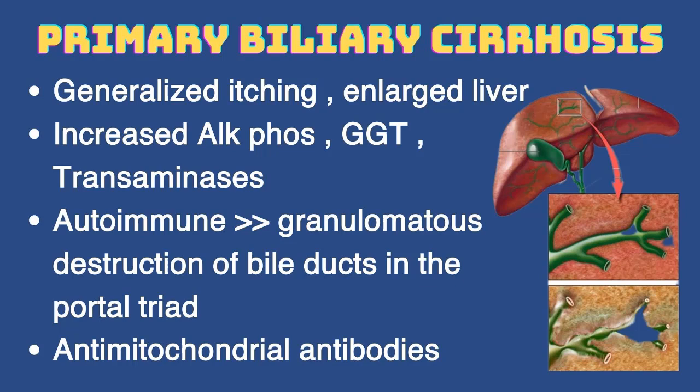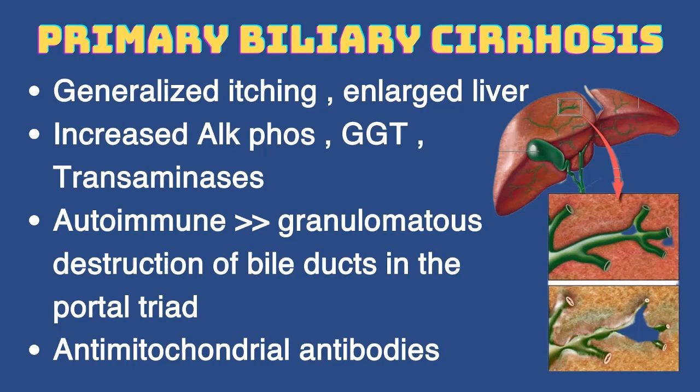In this disease, it's an autoimmune disease with destruction of the bile ducts in a portal triad. It's a granulomatous destruction of bile ducts in a portal triad. And you're wondering, why don't they have jaundice right off the bat? Well, I had to think about that myself, actually. And it finally came up, not I, but whoever helped me, kind of came up with the idea of this.